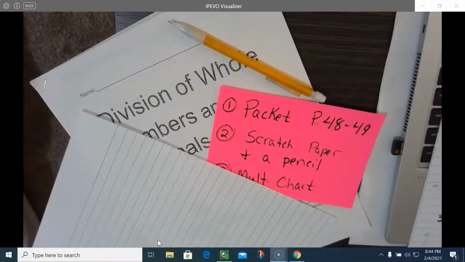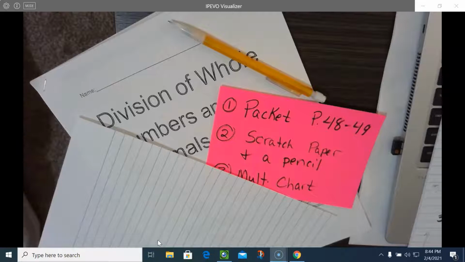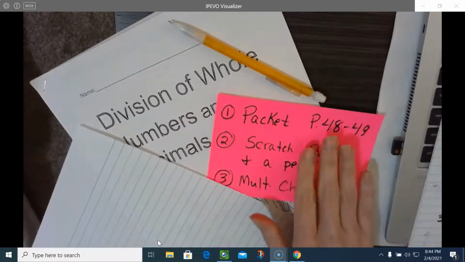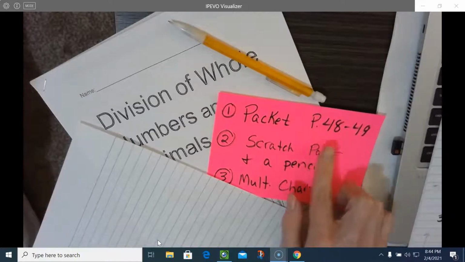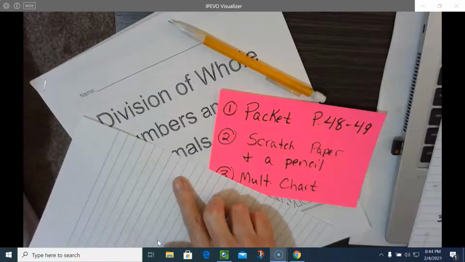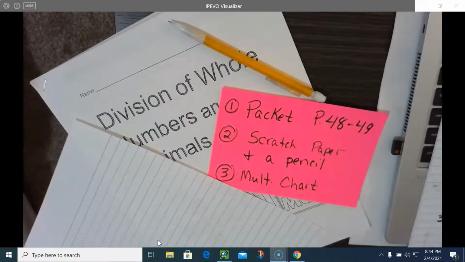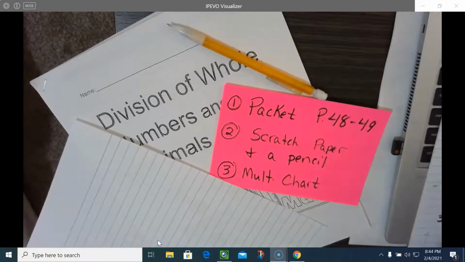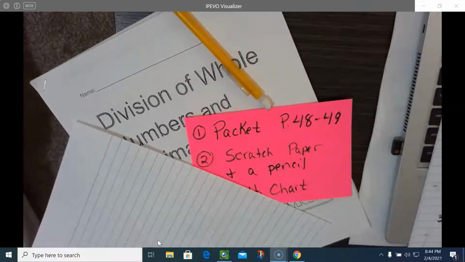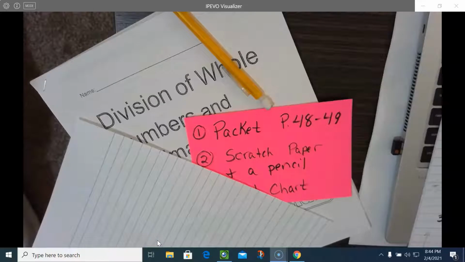Would you please pause the video and get the following things ready for math? You will need a pencil, you will need your division packet open to page 48 and 49. You'll need some scratch paper to show your work, and if you have either a digital multiplication chart or a regular multiplication chart, you'll need that. So please pause the video and get those things for me.